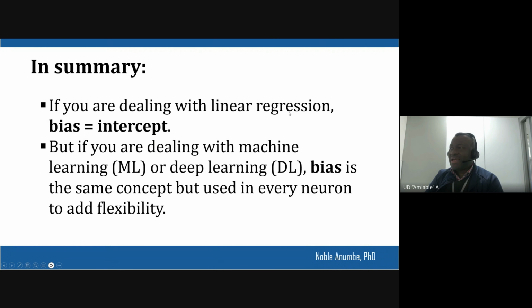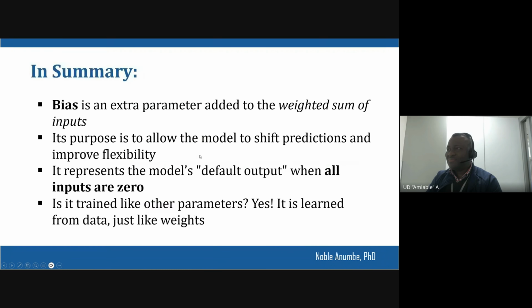If you're dealing with linear regression, we can say bias is the same thing as intercept. But if you're dealing with machine learning or deep learning, bias is the same concept, but it is used in every neuron to add flexibility to those neurons, so help them come on and come off. So in summary, bias is an extra parameter added to the weighted sum of inputs. Its purpose is to allow the model to shift predictions and improve flexibility. It represents the model's default output when all inputs are zero. It is trained like other parameters. Yes, it's learned from data.